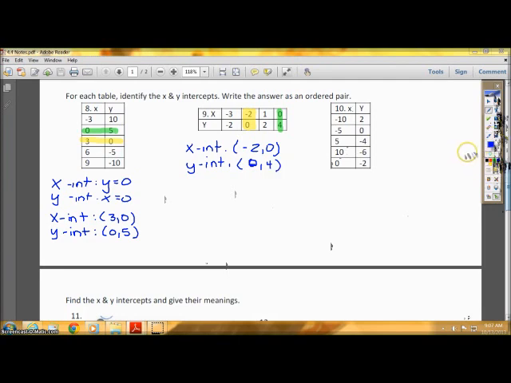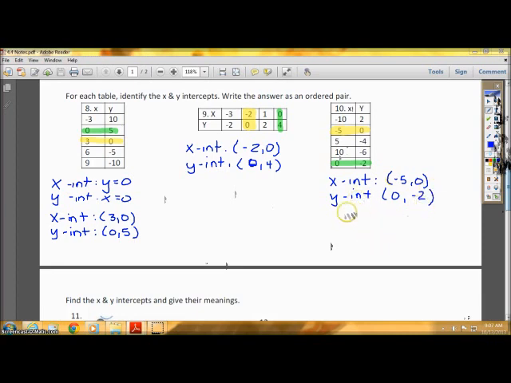Number 10, I want to find my x-intercept. Again, that's when my y value is 0. So I look at my y value and find 0, and I find that value at -5, 0. So my x-intercept is at -5, 0. And I want to find my y-intercept. My y-intercept is when the x is 0, and here's where x is 0. X is 0 at -2. So my y-intercept is at 0, -2.